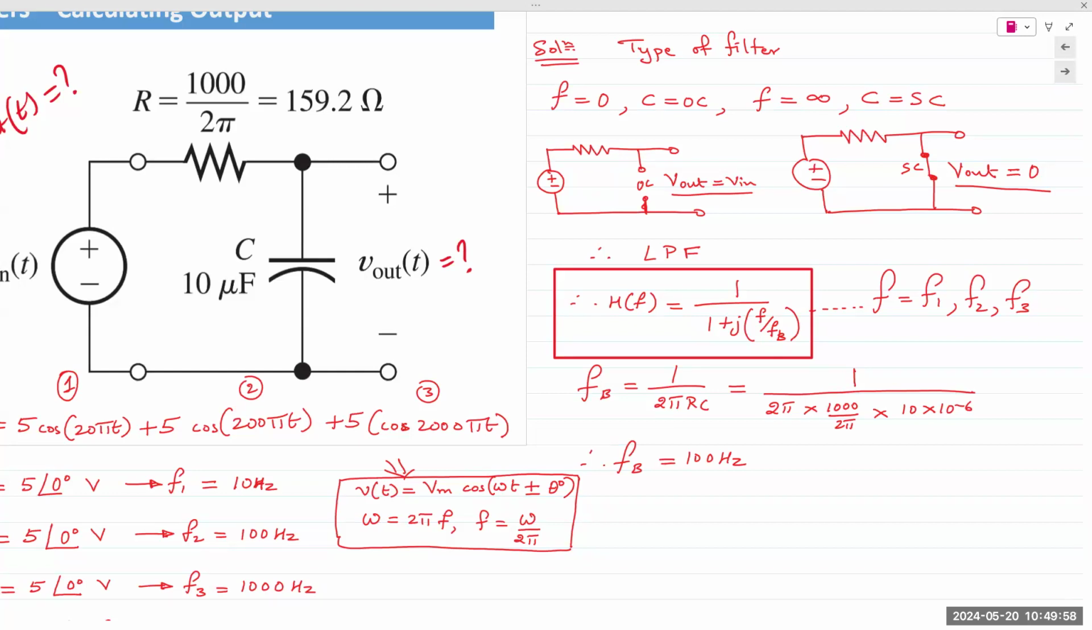Once you have that, you calculate the break frequency fB. fB for an RC filter is 1 over 2 pi RC. Plug in the values for R and C, and calculate your break frequency. For this case, it is 100 hertz.